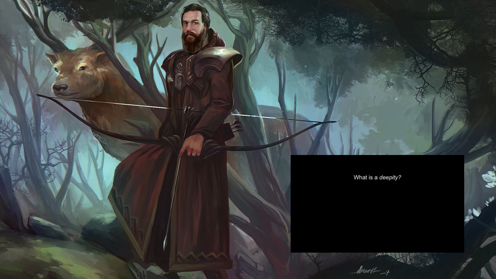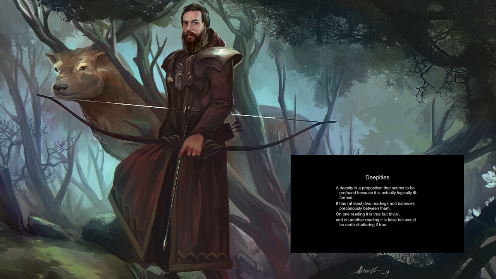I've taken it beyond just the term itself, and I've given it a definition. So a deepity is a proposition that seems to be profound because it's actually logically ill-formed. It has at least two readings and balances precariously between them. On one reading, it's true, but trivial. On the other reading, it's false, but would be earth-shaking if true.